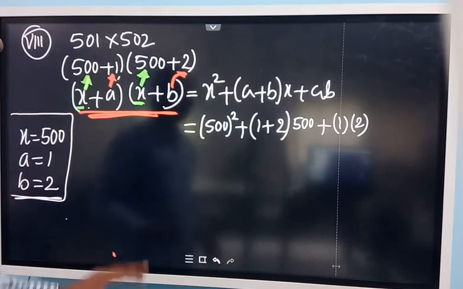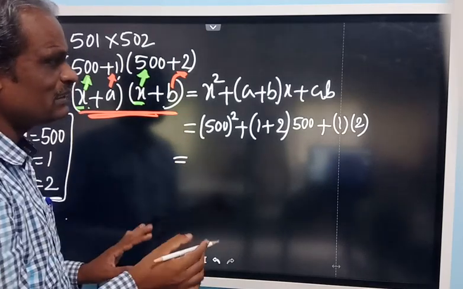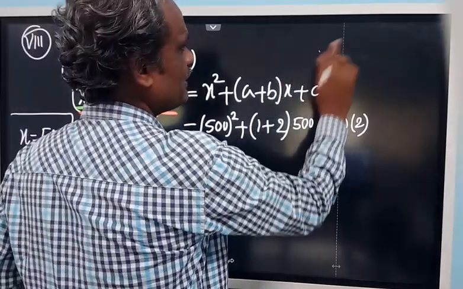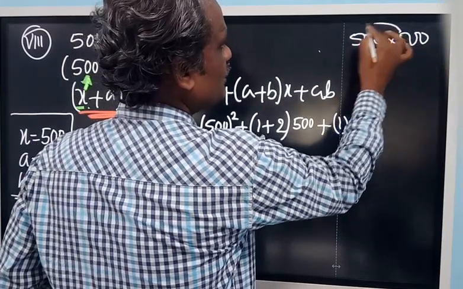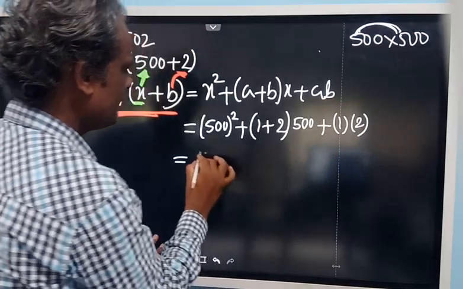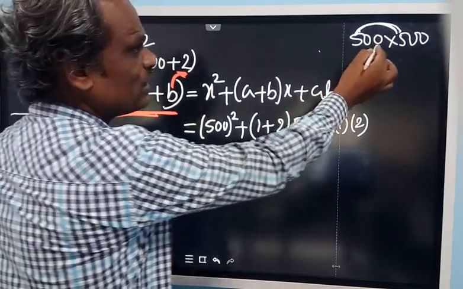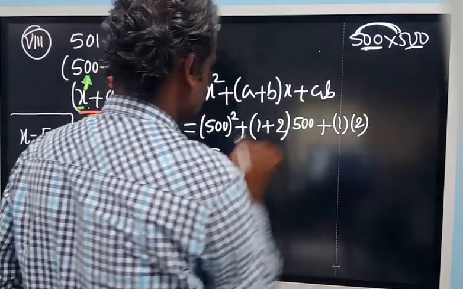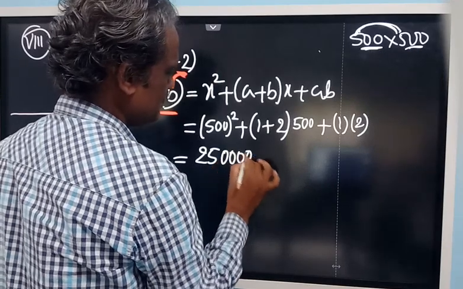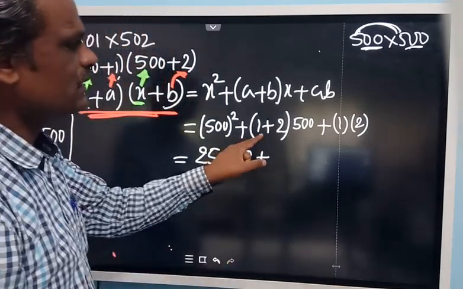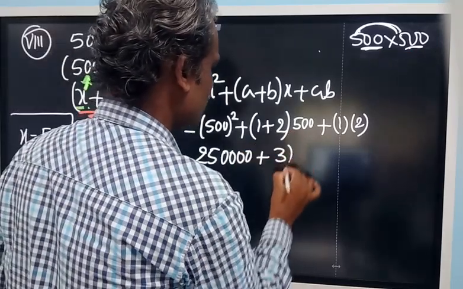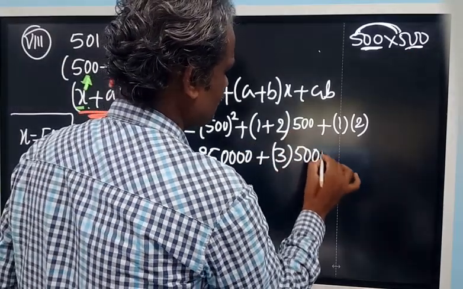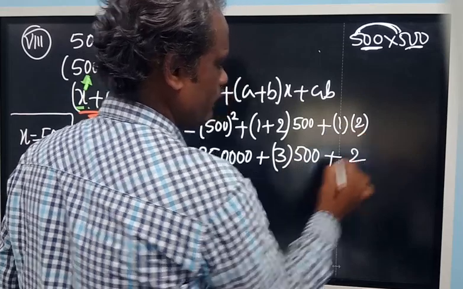Okay, now we simplify this. 500 square means it is simple, 500 into 500. Just multiply these two. 5 and 5, 25. 5 and 5, 25, followed by 4 zeros. Then what is this sum? 3 into 5, so this is 3 into 500, plus 2 ones are 2.